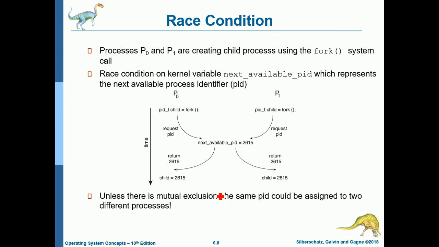So this is also a race condition because they both access the next_available_pid. So that's why it will return child equal to 2615 for both of the processes. So unless there is mutual exclusion, the same PID could be assigned to two different processes. So that is the problem with fork. It is also an example of race condition.